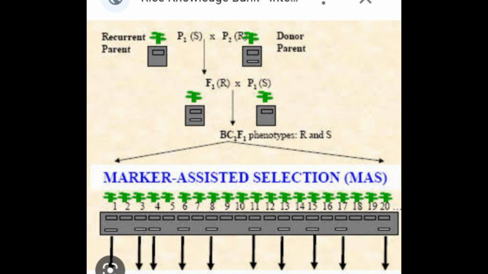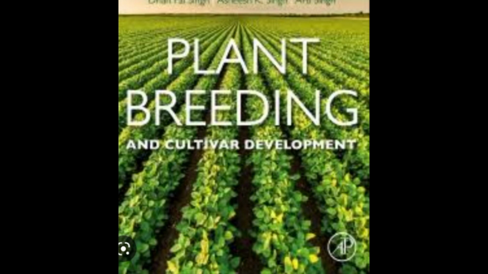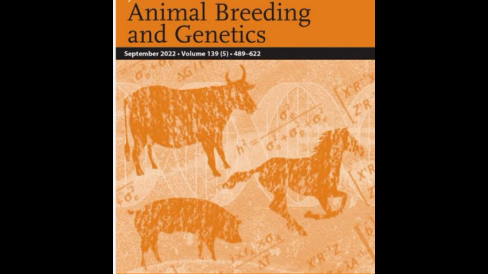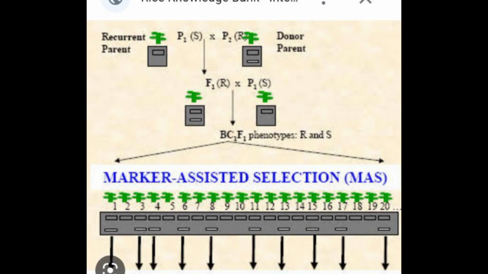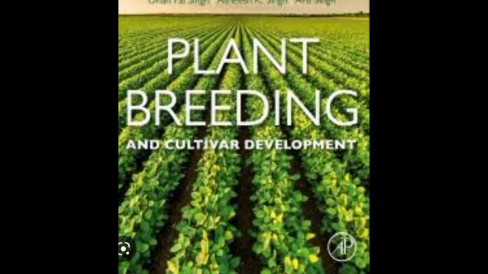Therefore, p is equal to (2D plus H) divided by 2N, which is equal to D plus 1/2 H divided by N, and q is equal to (2R plus H) divided by 2N, which is equal to R plus 1/2 H divided by N. Therefore, p plus q is equal to (D plus H plus R) divided by N, which is equal to 1. Therefore, p is equal to 1 minus q, or q is equal to 1 minus p. The values of p and q are known as gene frequency. The gene frequency is the proportion of allele capital A or small a in the population.